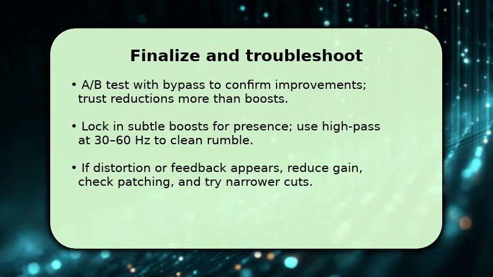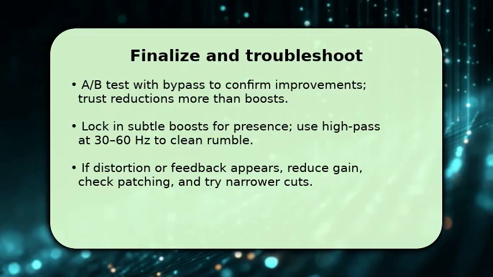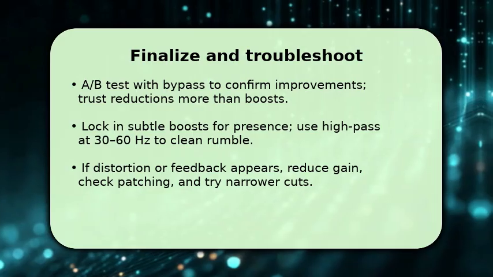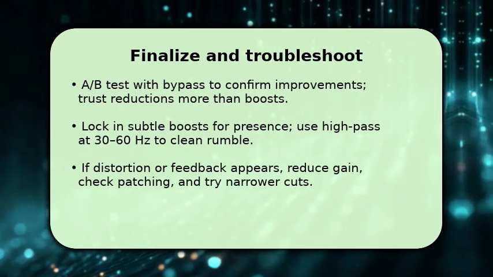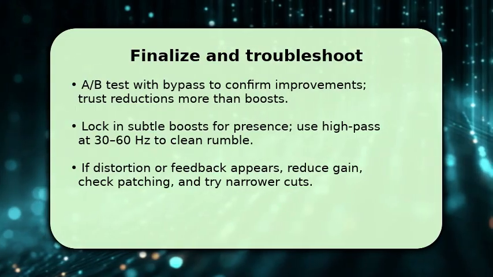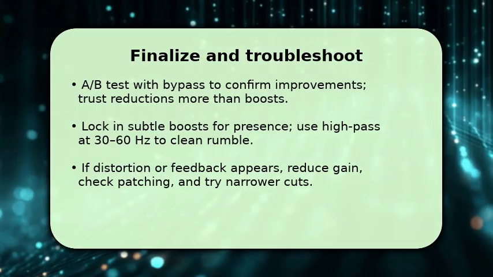Toggle the EQ bypass to A/B your changes. If bypass sounds better, reverse unnecessary boosts. Reductions usually yield clearer results. Add a gentle high pass around 30 to 60 Hz to remove rumble and use presence boosts sparingly for clarity.